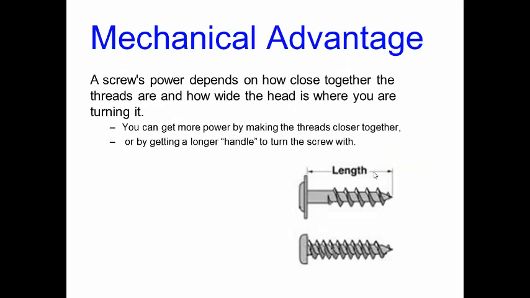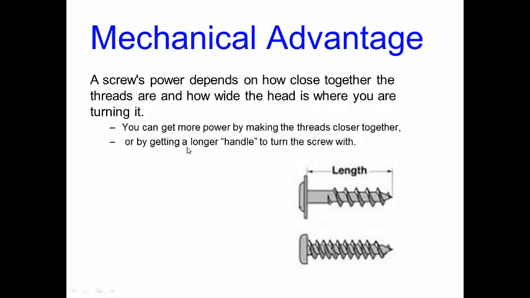A screw's mechanical advantage depends on how close together the threads of the screw are, and then also how wide the head is where you're turning it. You can get more power by making the threads closer together. So picture the screws on the bottom. This screw has more power than the one above. There are a lot more threads per inch wrapped around that screw.